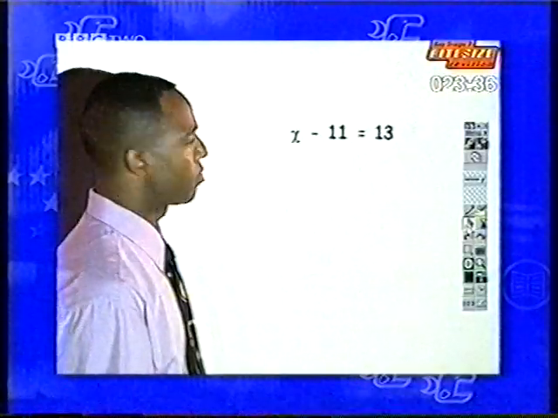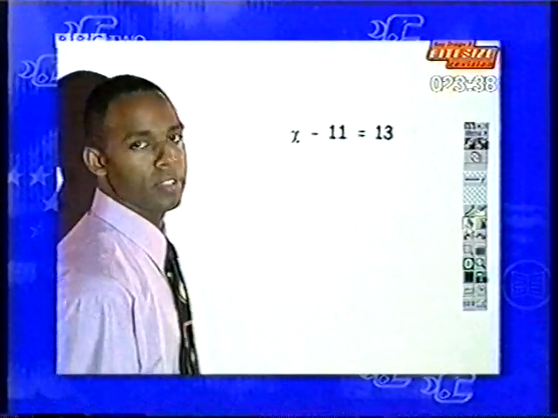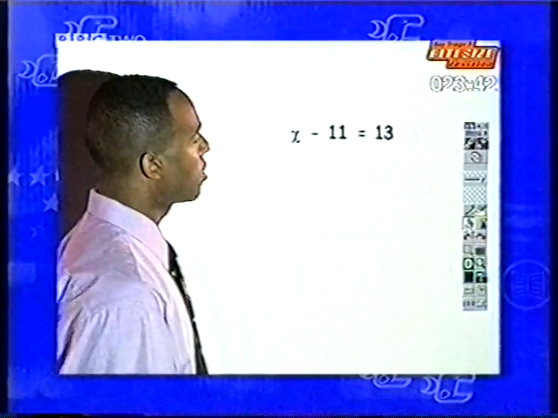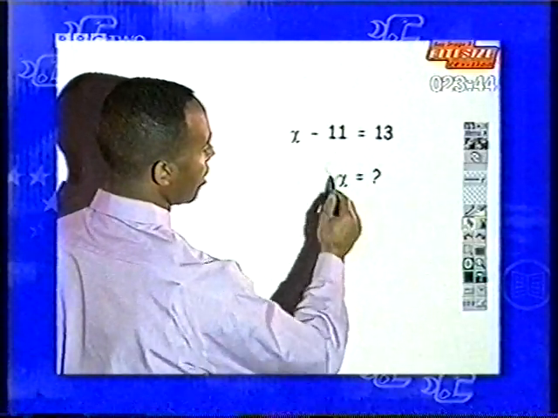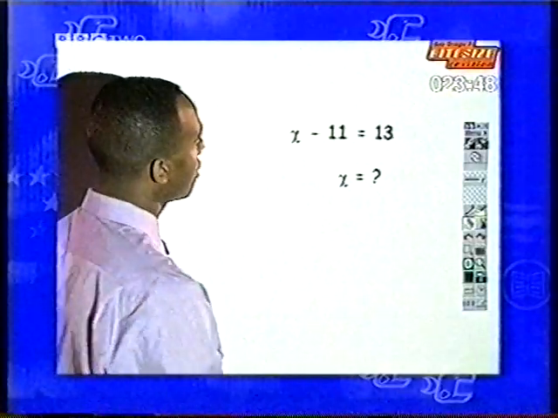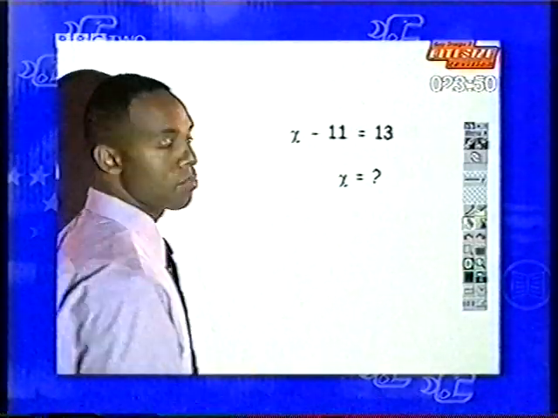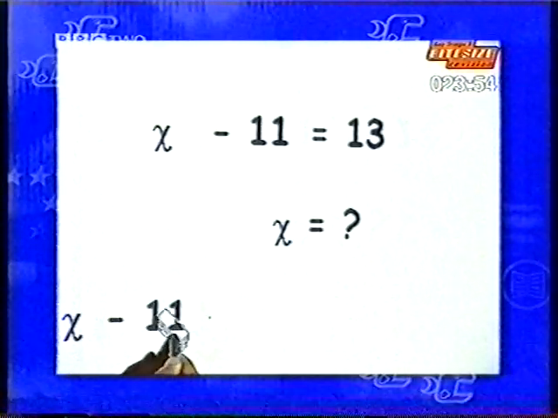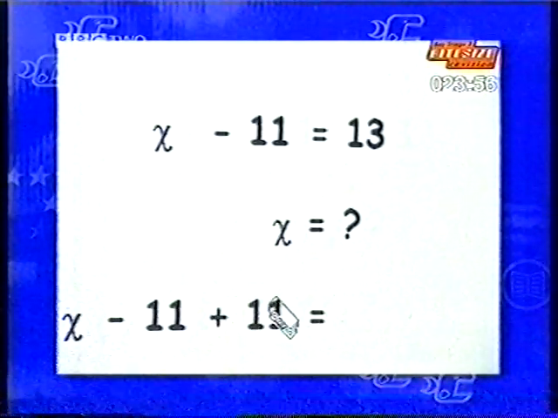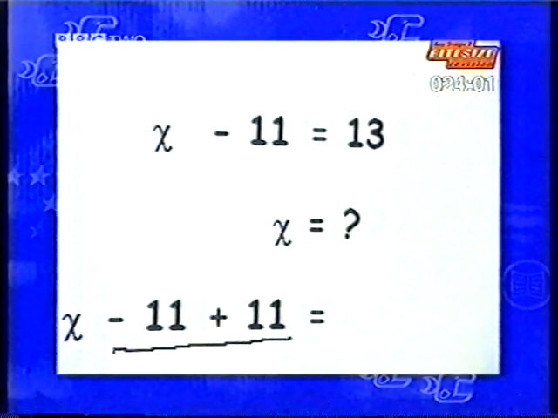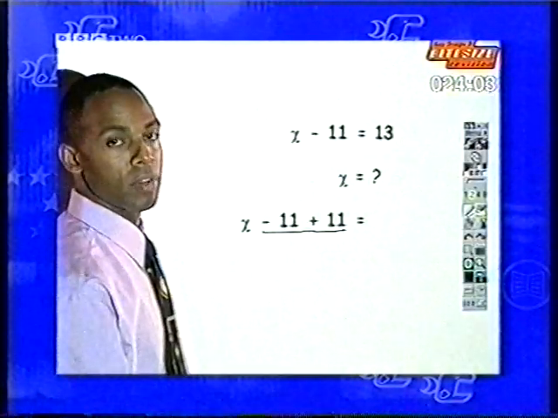Let's take this example. X minus 11 equals 13. Now what we want to do is to find x on its own. At the moment, x has 11 subtracted from it. So what we need to do is to add 11 so that this becomes 0. Minus 11 plus 11 gives 0, leaving x on its own.